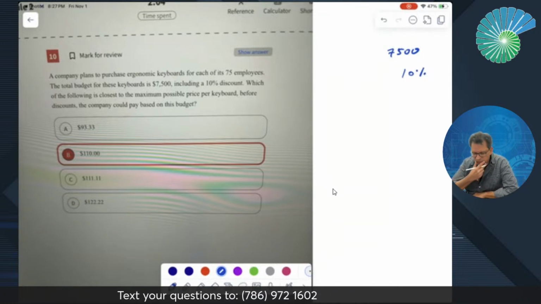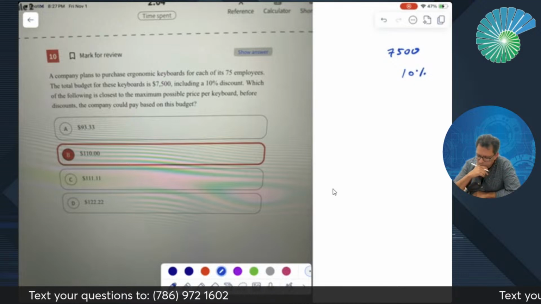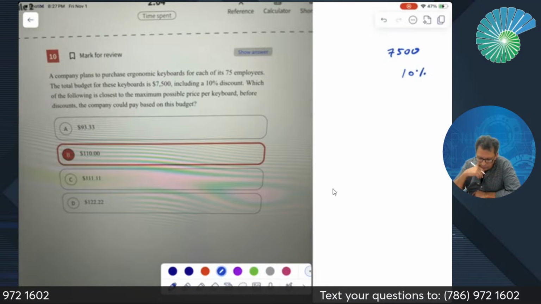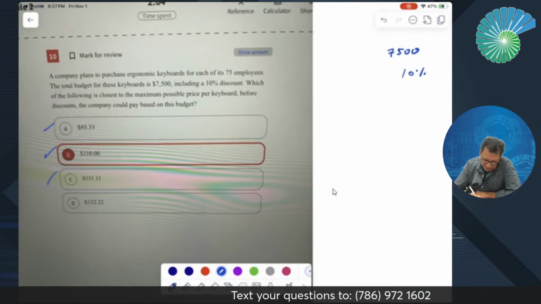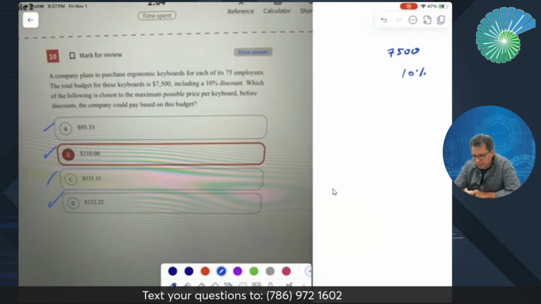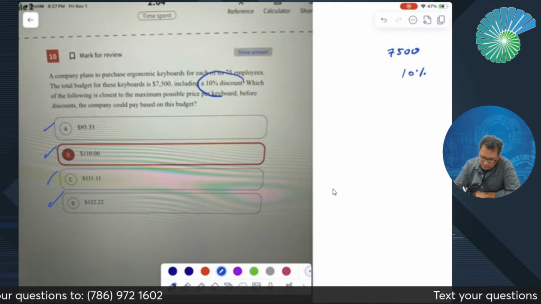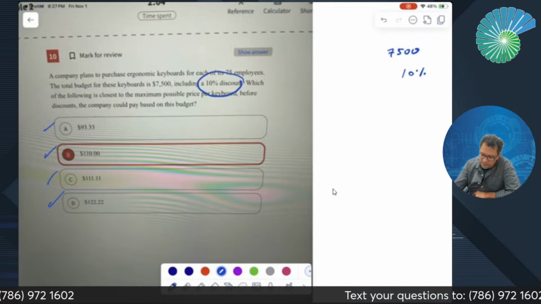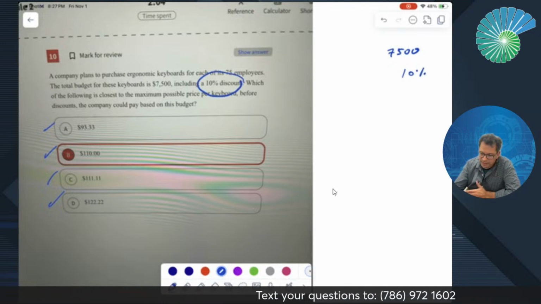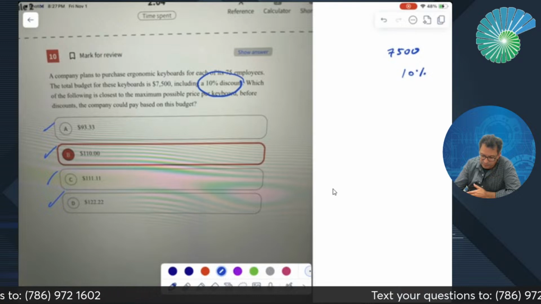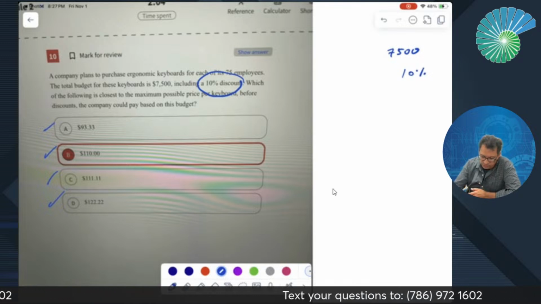Okay, so let's try to understand this. They're going to the store, they have $7,500, and then you have these possible prices. To that price, you will apply a 10% discount. So the question is, how high can you go in price and still have enough money to pay for the 75 keyboards?